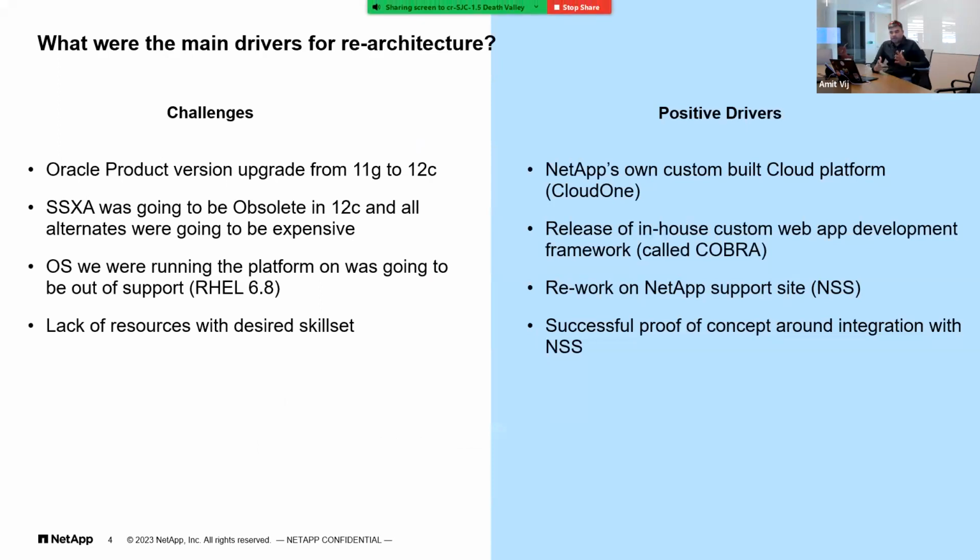So I want to talk about what drove us to do the re-architecture. There were a few challenges that we were facing. One was that the version of WebCenter Content we were on was coming to end of life. We were on an 11g version, and Oracle had already moved on to 12c. So at some point we had to move. We had to invest time and money, and that is when we started looking at what else we could do.